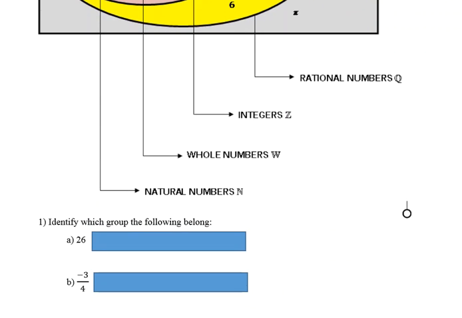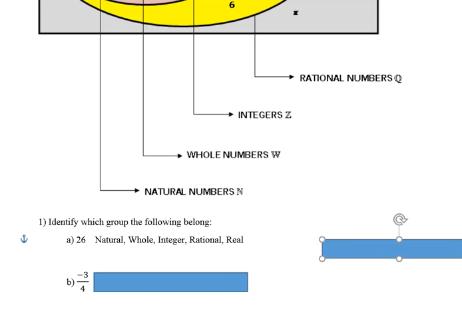So if I were to write down what those are, I'm going to take the blue and get rid of it. So I can see it is a natural, a whole, an integer, a rational, and since all of those are included in the real, I also write that down. So let's look at 1b.